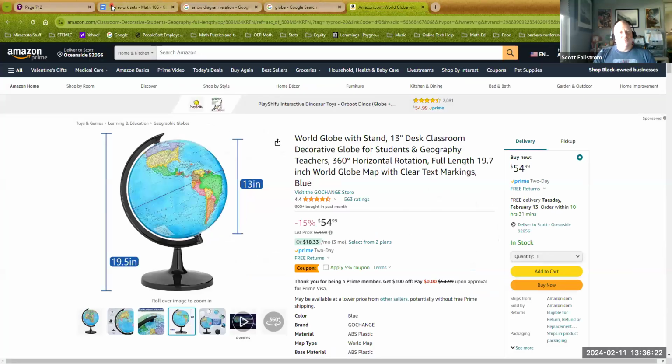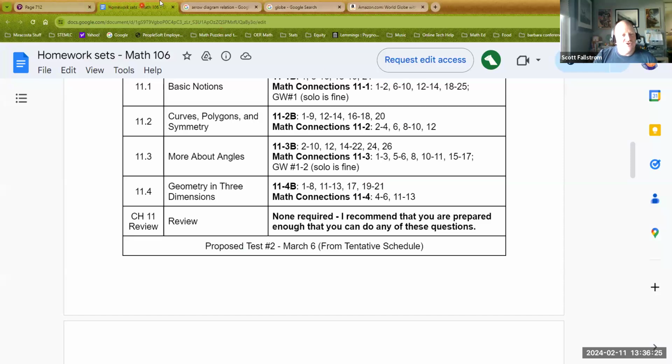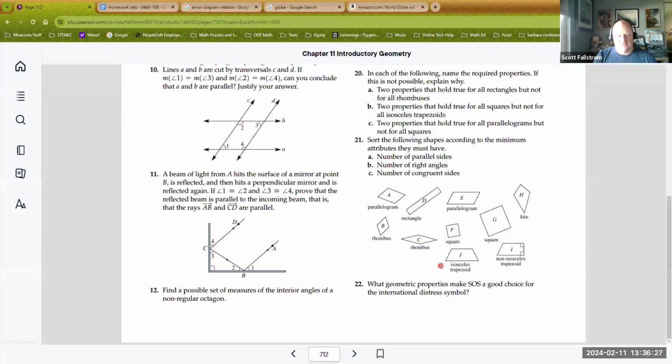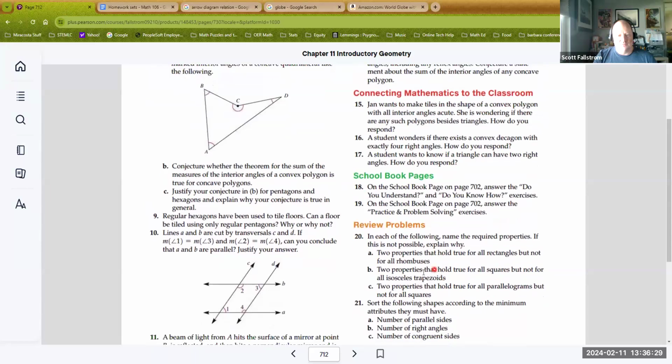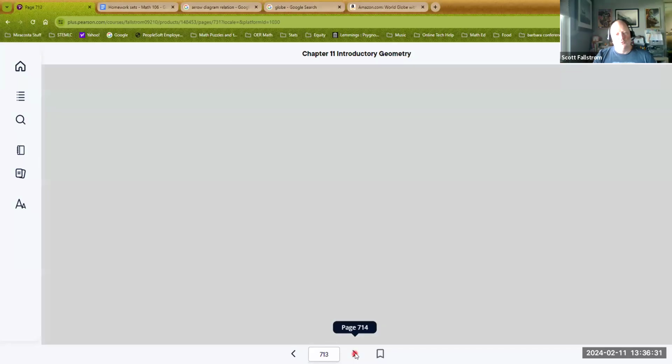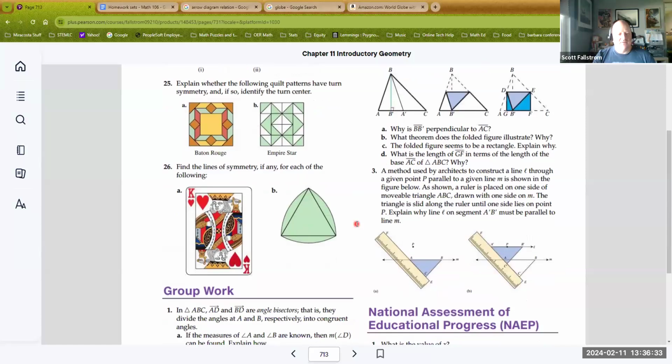All right. Oh, and I did say GW1 and 2. Let me take a look at those. Sorry, I was going through them a little too quick. GW1 and 2, group work. So you just turn the page and you'll have some group work here.